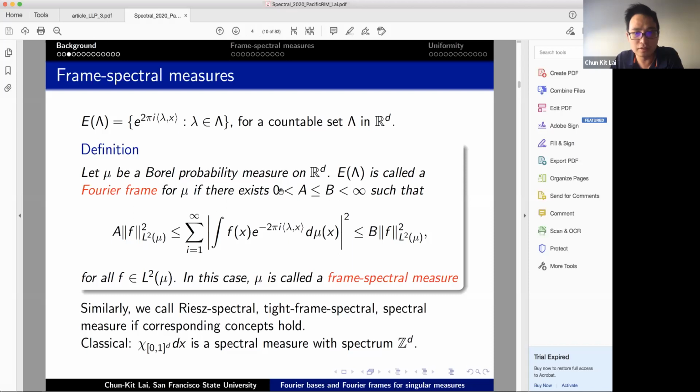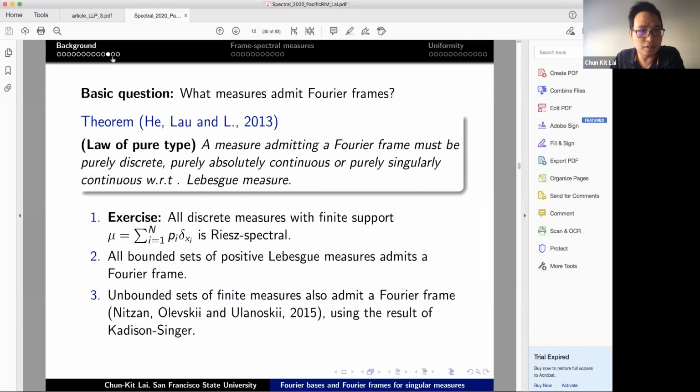I see another question: is this theorem also valid for integrability? I don't know what is meant by integrability. Maybe we can discuss it later on. Yeah, sounds perfect.